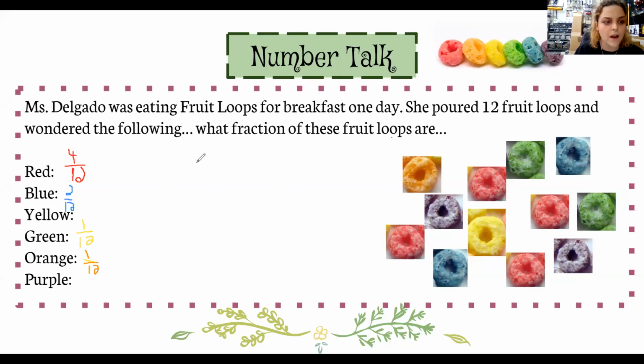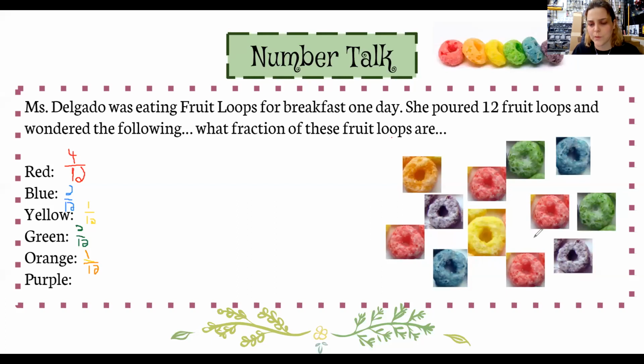Let's see. Oh man, I just noticed I made a mistake. I did orange down here, and yellow should have gone up there. So give me 1 second as I erase that. So for yellow, 1/12, orange is 1/12, and then let me do green. I completely overlooked my green Fruit Loops. I have 2 green Fruit Loops, so I'm gonna write 2/12s.